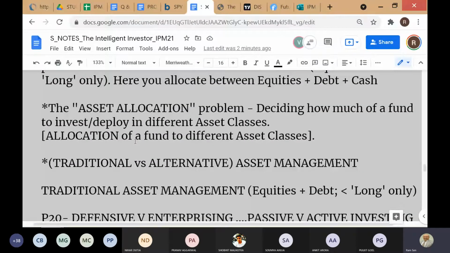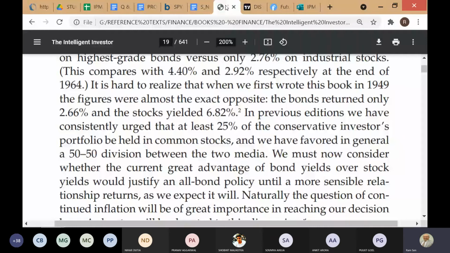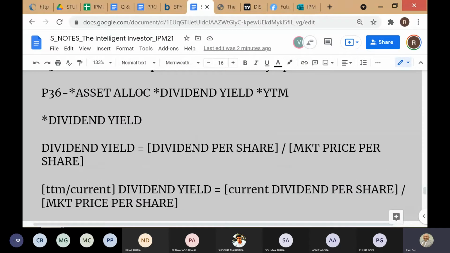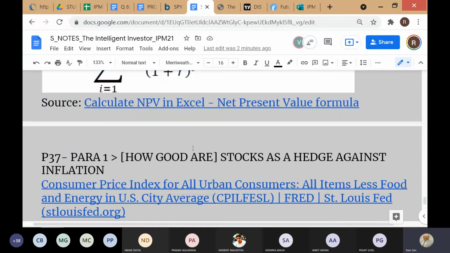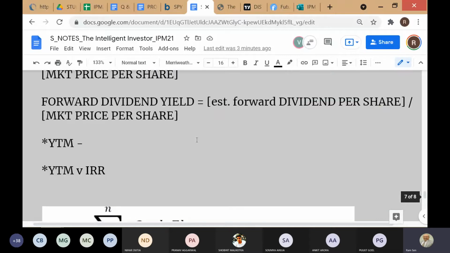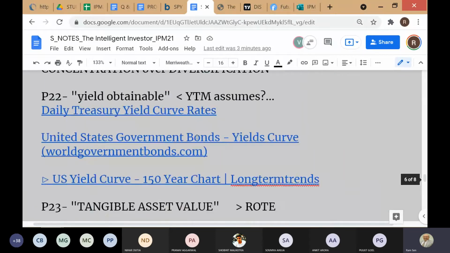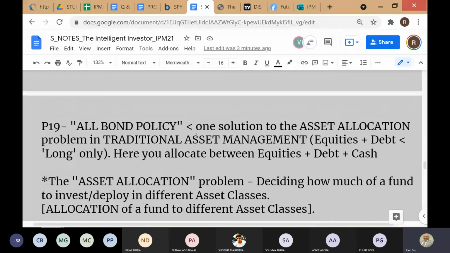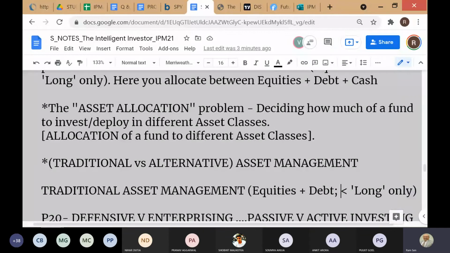Later on there's also a discussion about how good stocks are as a hedge against inflation. This discussion is happening on page 37. You'll see again he's talking about cash, equities, near cash and cash equivalents. Here we're talking about asset allocation, and now we're talking about traditional. So in traditional asset management, when we talk about the asset classes, it's mainly equities and debt. Those are the investable asset classes.